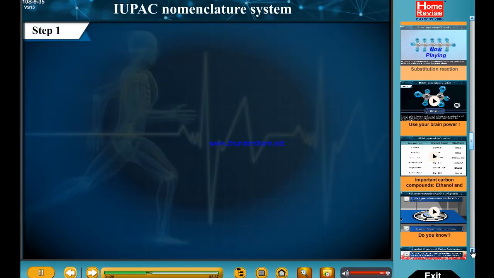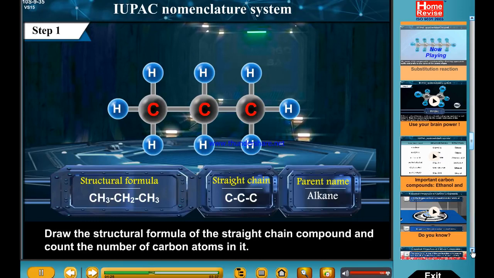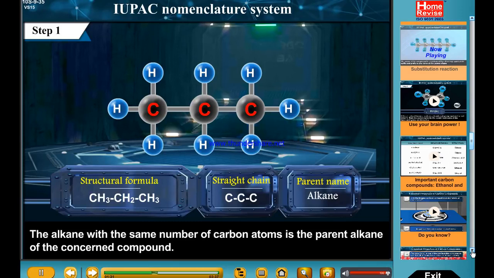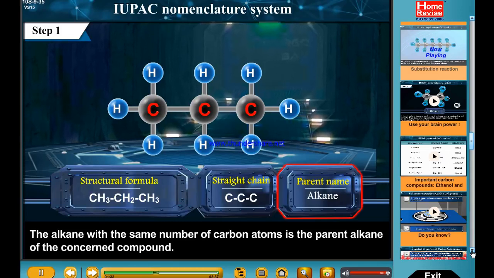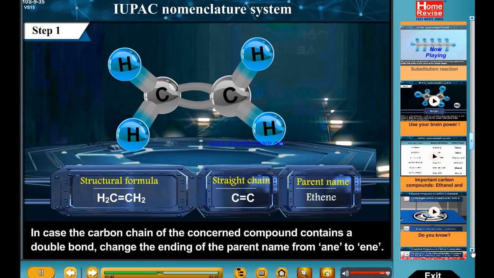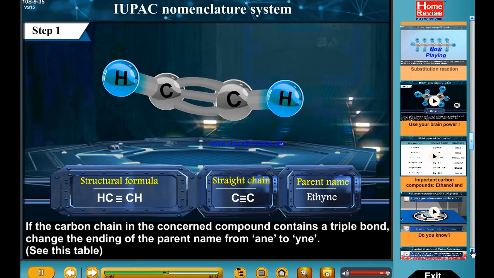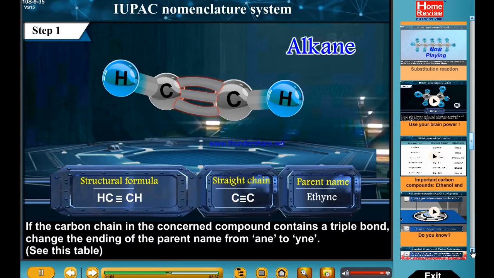Step 1. Draw the structural formula of the straight chain compound and count the number of carbon atoms in it. The alkane with the same number of carbon atoms is the parent alkane of the concerned compound. Write the name of this alkane. In case the carbon chain of the concerned compound contains a double bond, change the ending of the parent name from "-ane" to "-ene". If the carbon chain contains a triple bond, change the ending of the parent name from "-ane" to "-yne".